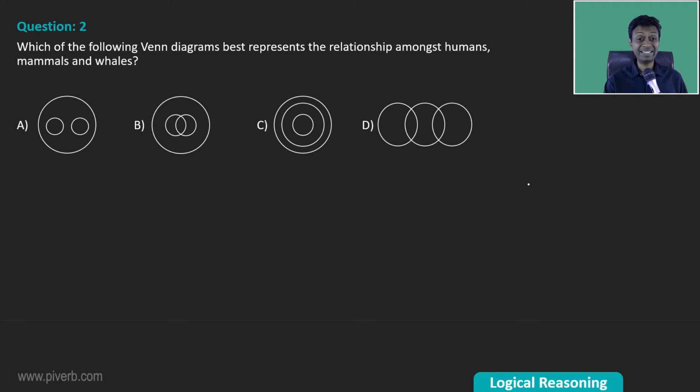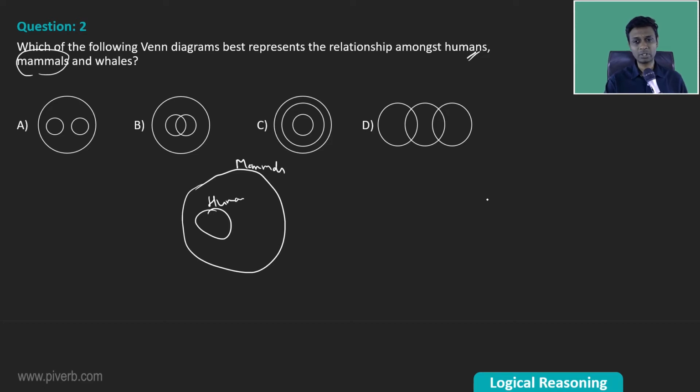Which of the following Venn diagrams best represent the relationship amongst humans, mammals and whales? Oh, brilliant. To start with, humans and mammals, that link is easy. There are lots of mammals. Humans are mammals. This is humans, this is mammals.